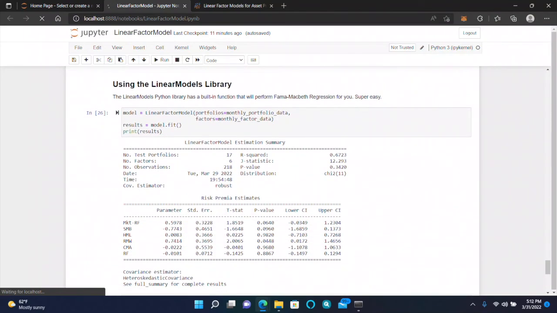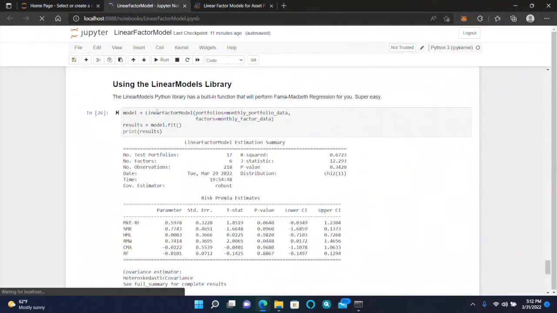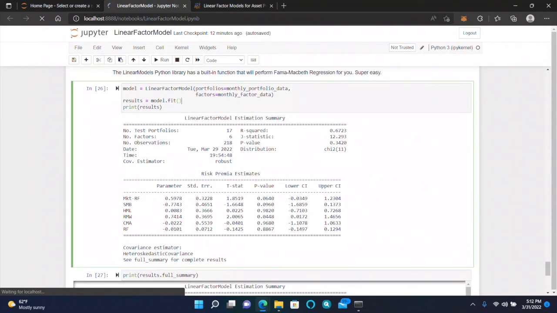Now that's Fama-Macbeth regression, where we actually did it all ourselves. But like I said, this linear models package for Python has a super easy way to do it all at once. You get your model, which is called linear factor model. You give it your portfolios, which has the monthly portfolio data that we made, and your factors, which has the monthly factors, and then just fit it and print the results. It returns a table very similar to the statsmodels OLS table for the whole Fama-Macbeth regression.